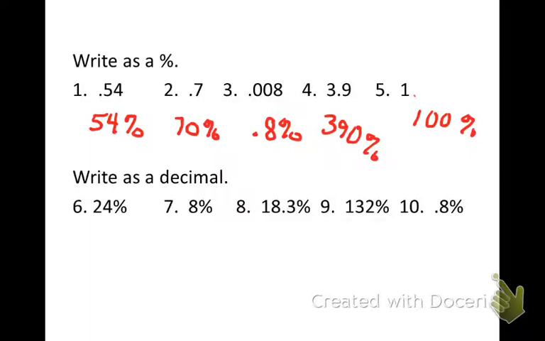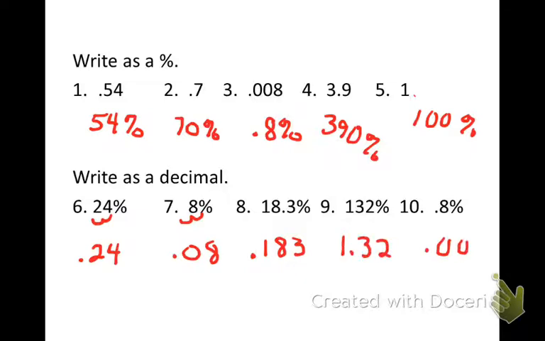Now we're going in the reverse, we're changing it to a decimal, so we're going to move it 2 to the left, so it would be 0.24. This one was here, so when I move it over 2, it becomes 0.08. This one would be 0.183. This one would be 1.32. And this would be 0.008. So remember, we're moving it 2 places to the left on all those.